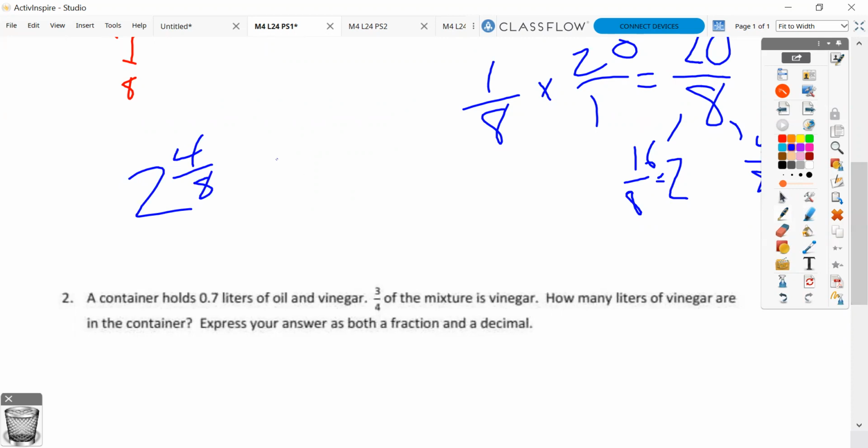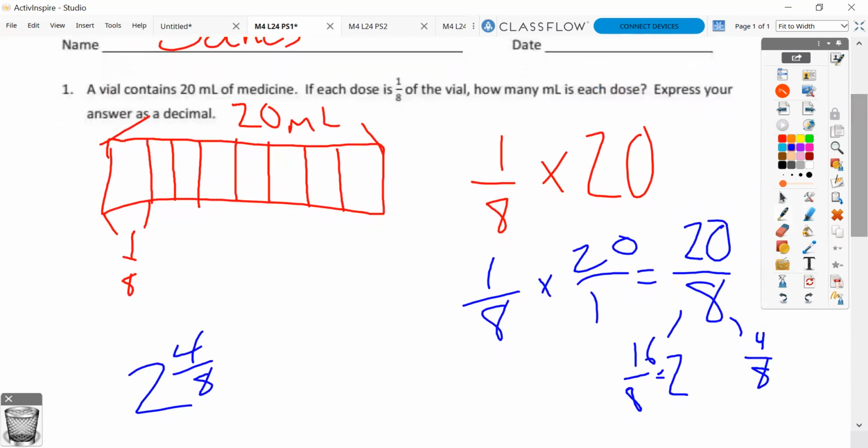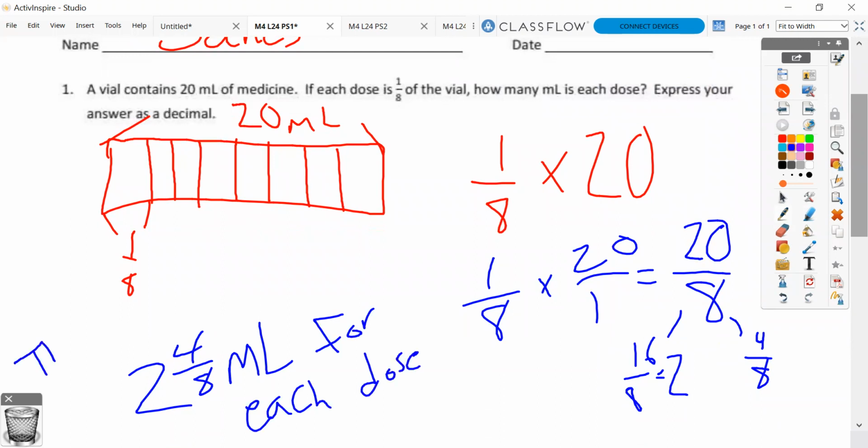But let's look back at the unit. Well, 2 and 4/8 bananas. Well, 2 and 4/8 milliliters for each dose. Well, that doesn't even make sense. So let me put a few words extra in it. There is 2 and 4/8 milliliters for each dose of medicine.